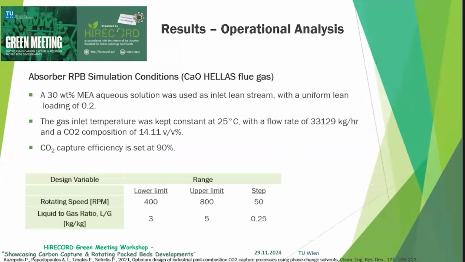And finally, we tested the operational analysis of our absorber unit based on KOLAS flue gas in order to test how the operational parameters affect the design of our RPB. A 30% MEA aqueous solution was the inlet lean stream, and the capture efficiency was set at 90%. Two vital variables, rotating speed and liquid to gas ratio, were changed from 400 to 800 RPM and from 3 to 5 kilograms liquid per kilogram of gas.